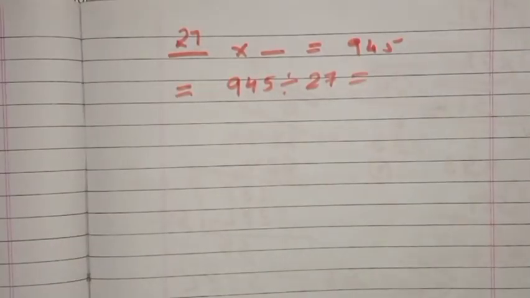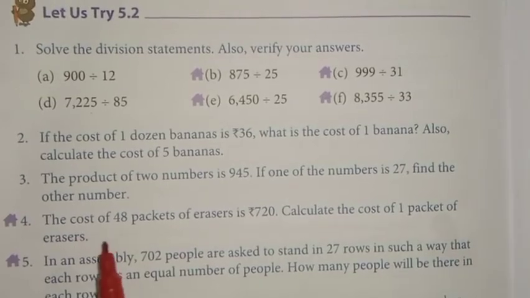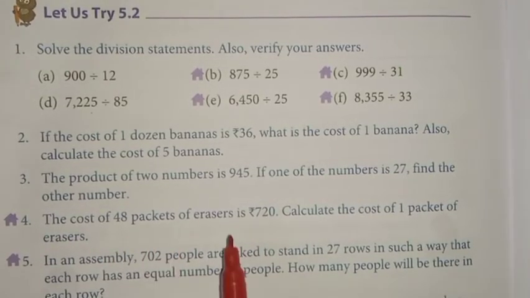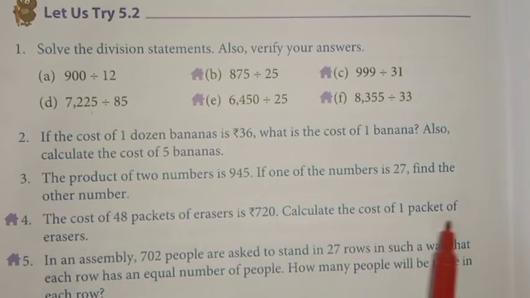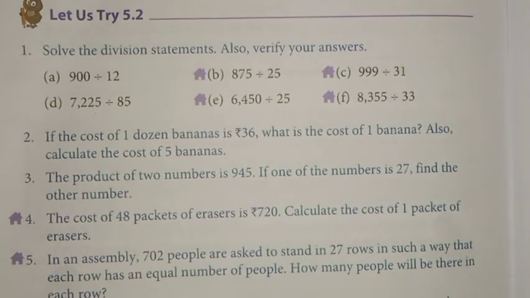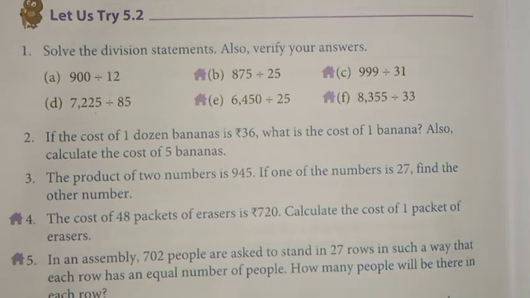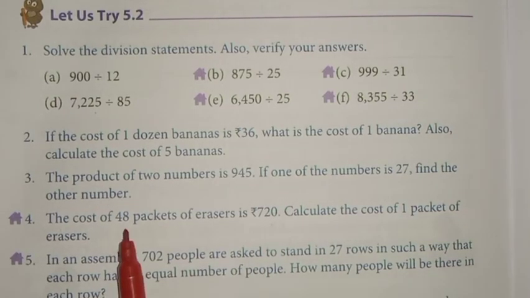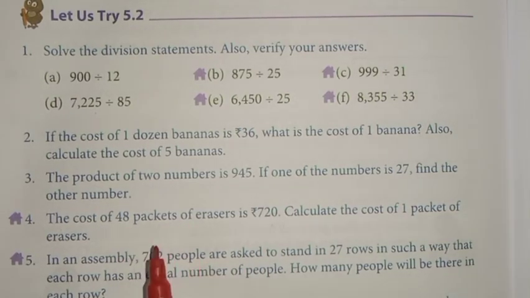Okay. Next, third one. The cost of 48 packets of erasers is 720 rupees. Calculate the cost of 1 packet of erasers. So the cost of 48 packets of erasers is 720. 48 packets cost 720. So find out the cost of 1 packet. 1 packet, how will you find out? 720 divided by 48. Using division, you can find out the answer. Okay.